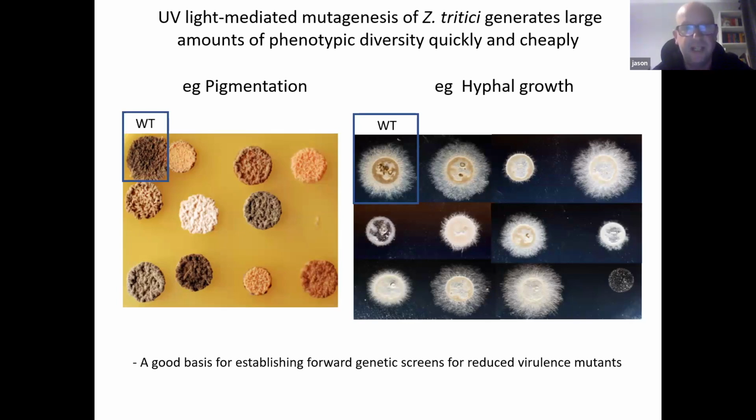And you can just see two examples here of the sort of diversity you can get just from UV light exposing IPO323. On the left there are lots of pigmentation mutants where you have dark, pink, white albino mutants coming through very simply. And on the right, you can see the sort of variation you can get in hyphal growth when you start spotting these different mutants out on water agar. So this is really simple, really cheap. It allows you to build up huge mutant collections very quickly, and again is a good basis for establishing forward genetic screens.